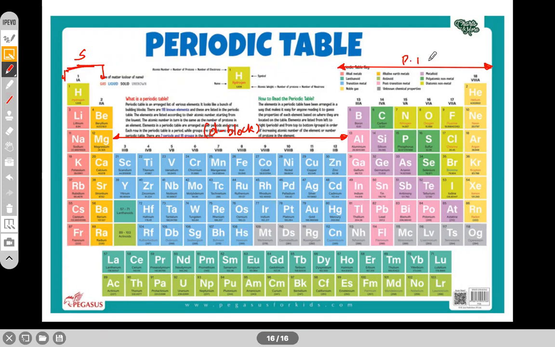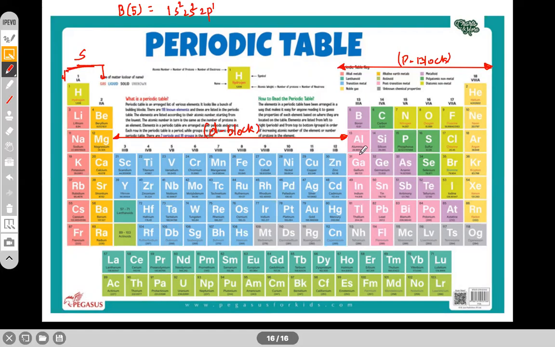We know the P subshell can have how many electrons maximum? 6 electrons. So you can have np1 configuration, np2, np3, np4, np5, np6. Since we have 6 different configurations, that's why we have 6 different groups. Could you write down the electronic configuration for boron, 5 electrons? It is 1s2, 2s2, 2p1.